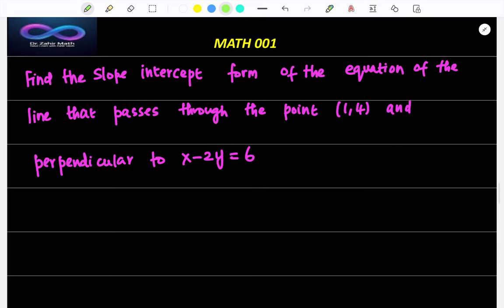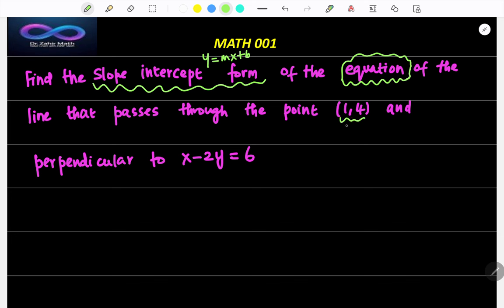Next question, they are asking for an equation. Keep in your mind, this is called slope-intercept form, which is y equals mx plus b. But don't worry about this English word. Just look at the word equation. So find the equation of the line. Equation means y equals x, something like that. That line passes through the point 1, 4.